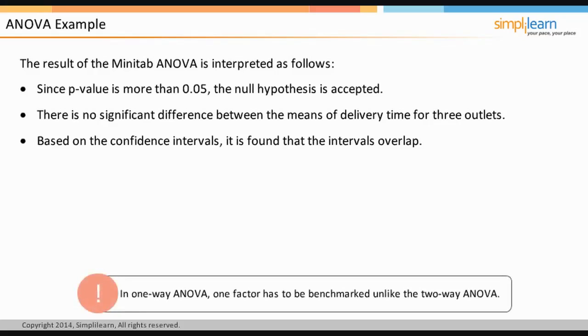In one-way ANOVA, there was only one factor to be benchmarked, that is, the outlet of delivery. If there are two factors, you may use the two-way ANOVA.